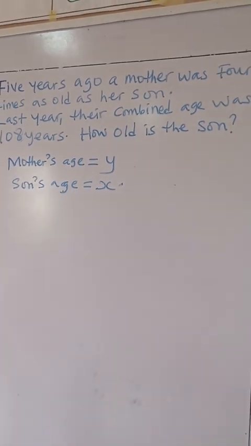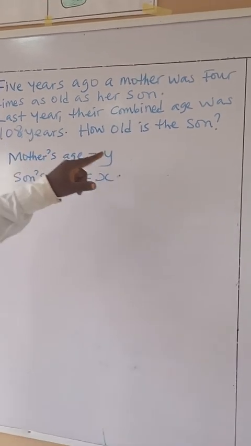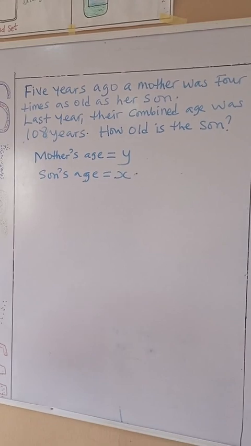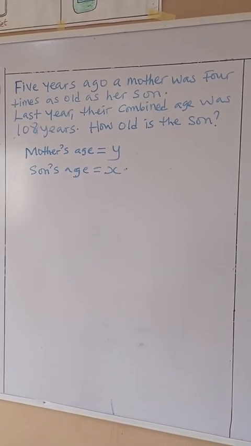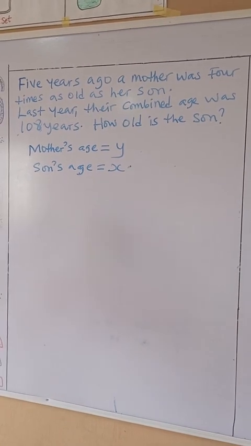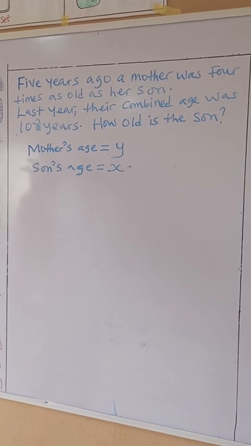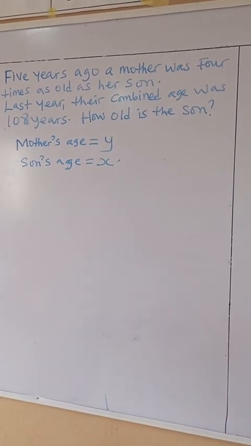5 years ago, a mother was 4 times as old as her son. Last year, the combined age was 108 years. How old is the son? Now, this is a word problem that will lead to a simultaneous equation.